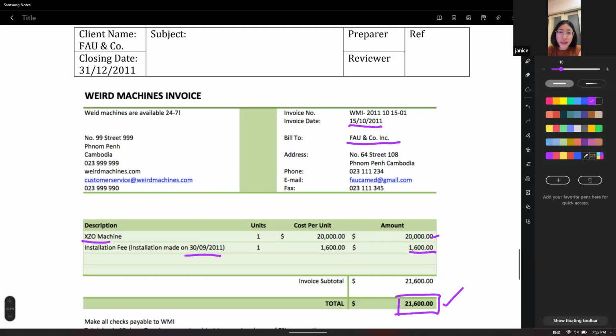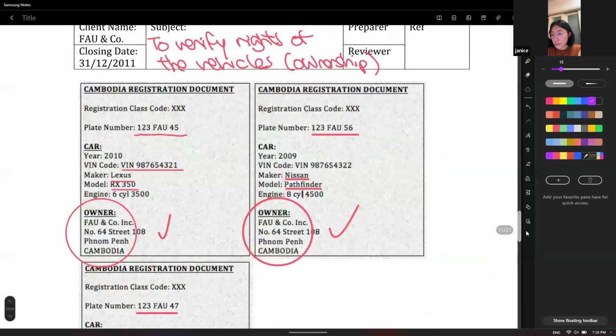Well, then you just have to think of your assertion and ask yourself, when is the first day we are able to use the machine? When the installation is made, then we're able to use it, right? So right on the day on 30th September, when it's installed, we're able to use it. So we should use this date, okay? And it's 21,600. So let's go back.